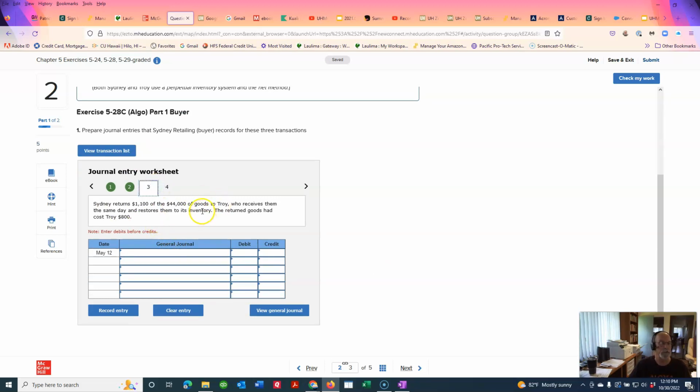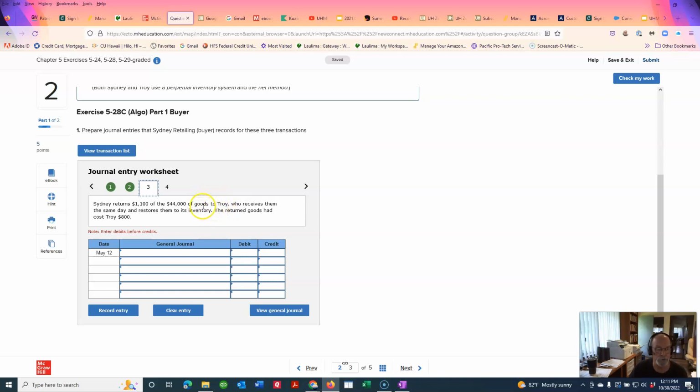next entry. Sydney, again the buyer, returns $1,100 of the $44,000 of goods to Troy, who receives them the same day and restores them to its inventory. Now, we're not going to be concerned with what the seller is doing in these entries, because these entries are strictly for the buyer. So the buyer is returning $1,100 of the $44,000 of goods to Troy.